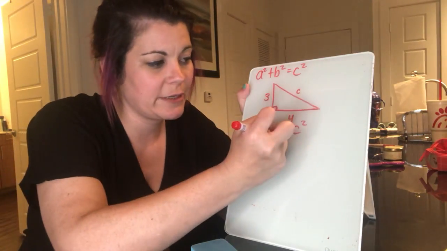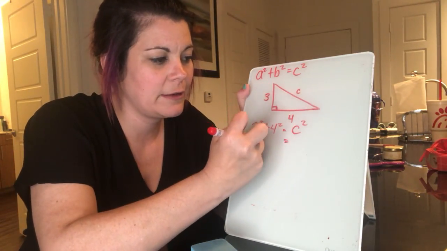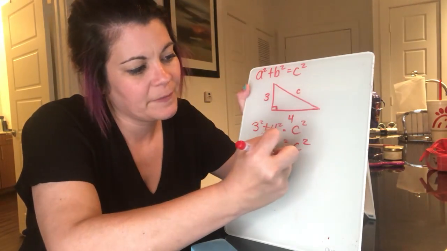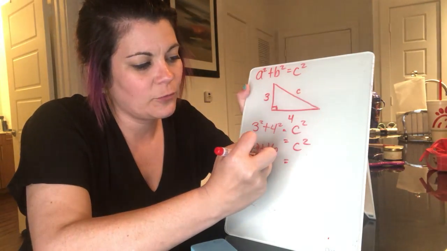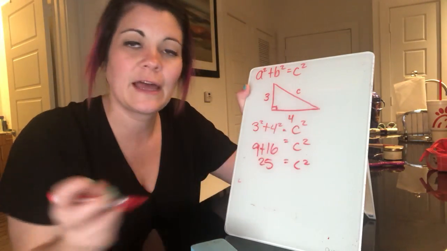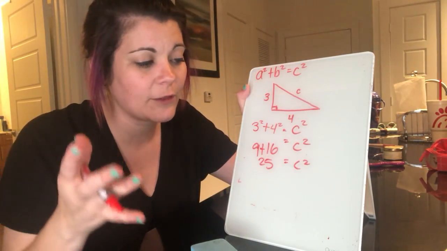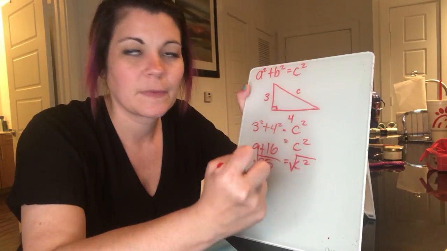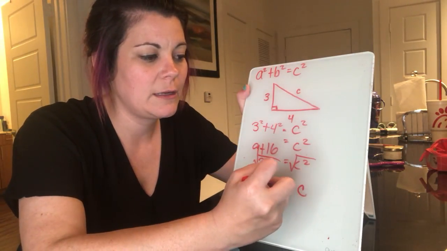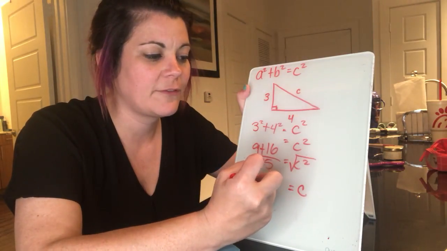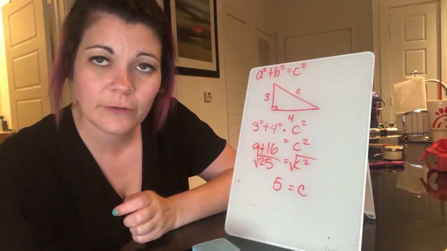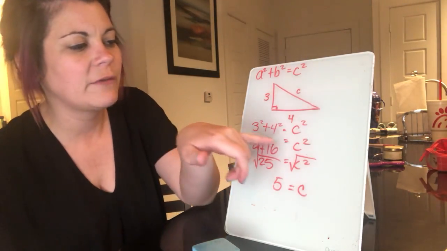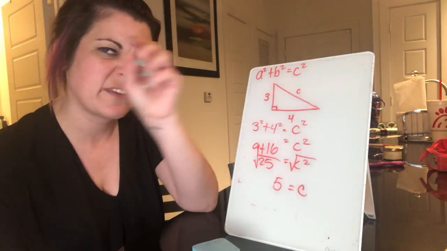So now we're just going to continue to solve that. 3 squared is 9, 4 squared is 16, and we still have C squared over here. 9 plus 16 is 25 equals C squared. Now to solve just for C, this is like solving an equation. Since it's C squared, we have to take the square root. So C equals the square root of 25, which is 5. And if you don't know how to solve equations, go and watch that video. It'll be helpful. Anytime you have a C squared and just want C, you always take the square root of it.